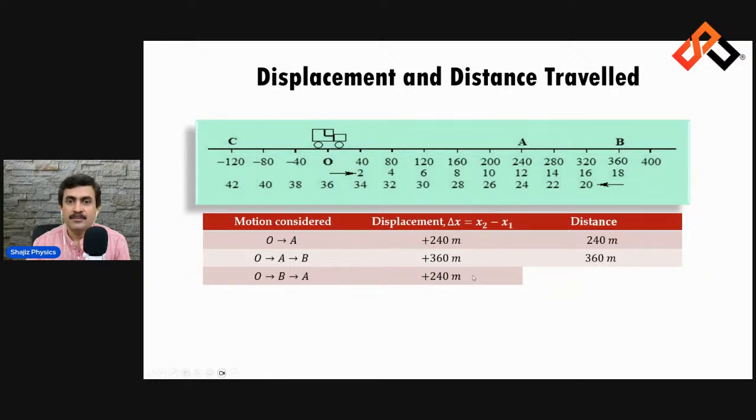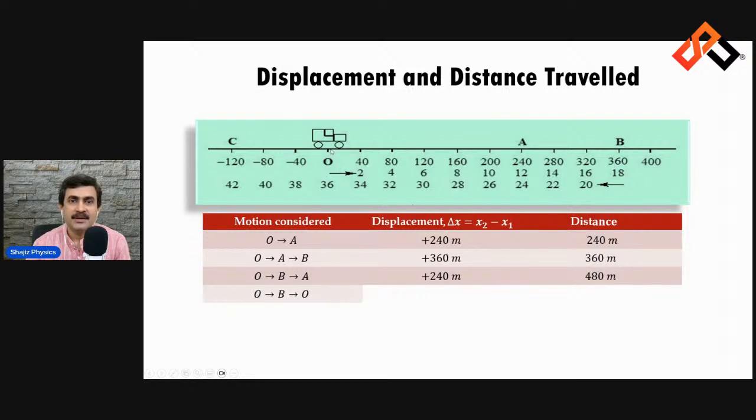So the displacement is plus 240 meter, but the distance traveled will not be plus 240. Why? Because when you calculate the distance traveled, you need to take the whole path followed by the vehicle. That is from O to B, then back to A. In order to reach B from O, the vehicle has traveled 360 meters. Then from B to A, it has traveled again 120 meters. So 360 plus 120, that is 480 meters.